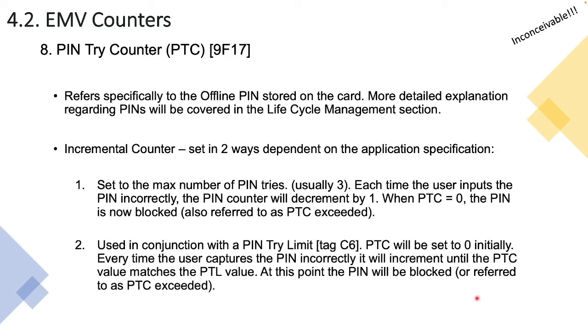The second method is to use the PTC in conjunction with a limit, right? And this limit is called a PTL, or pin try limit, and the tag for this is C6. And don't stress about this limit, we'll discuss it in a later section. But for the purpose of this particular section, the PTC will be set to 0 initially. And every time the user captures the pin incorrectly, we'll increment the PTC until the PTC value matches the PTL value, the limit value. Once this event occurs, okay, we then deem the pin to be blocked, or we refer to it as the PTC being exceeded.